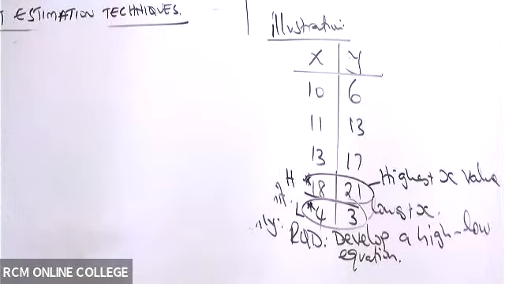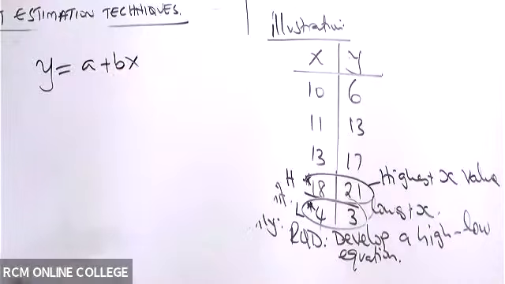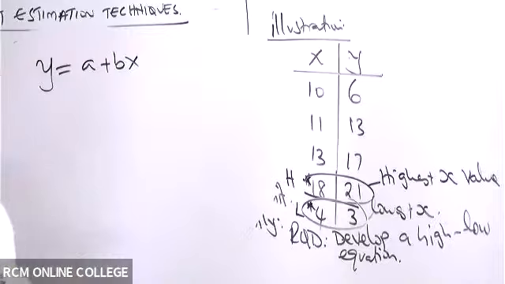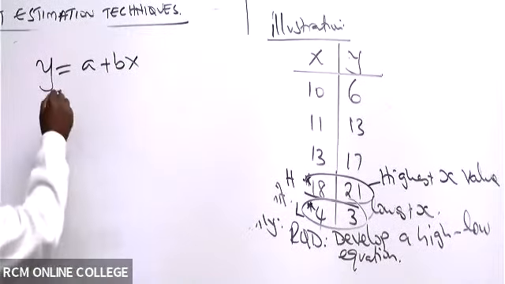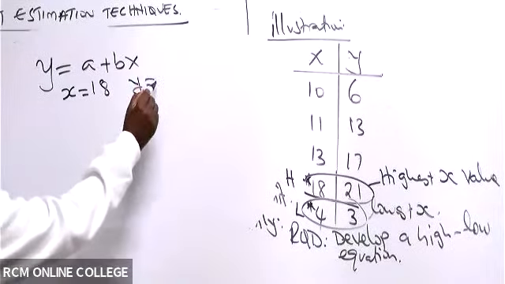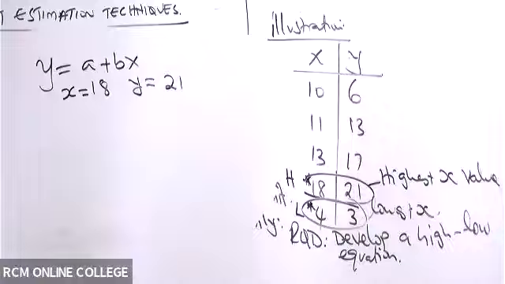So remember, they want us to develop a high-low equation. A high-low equation looks like this: y equals a plus bx. So we're going to form 2 equations. The first one is that x equals 18 when y equals who? When y equals who, somebody? 21. Yeah, so please give me equation number 1.